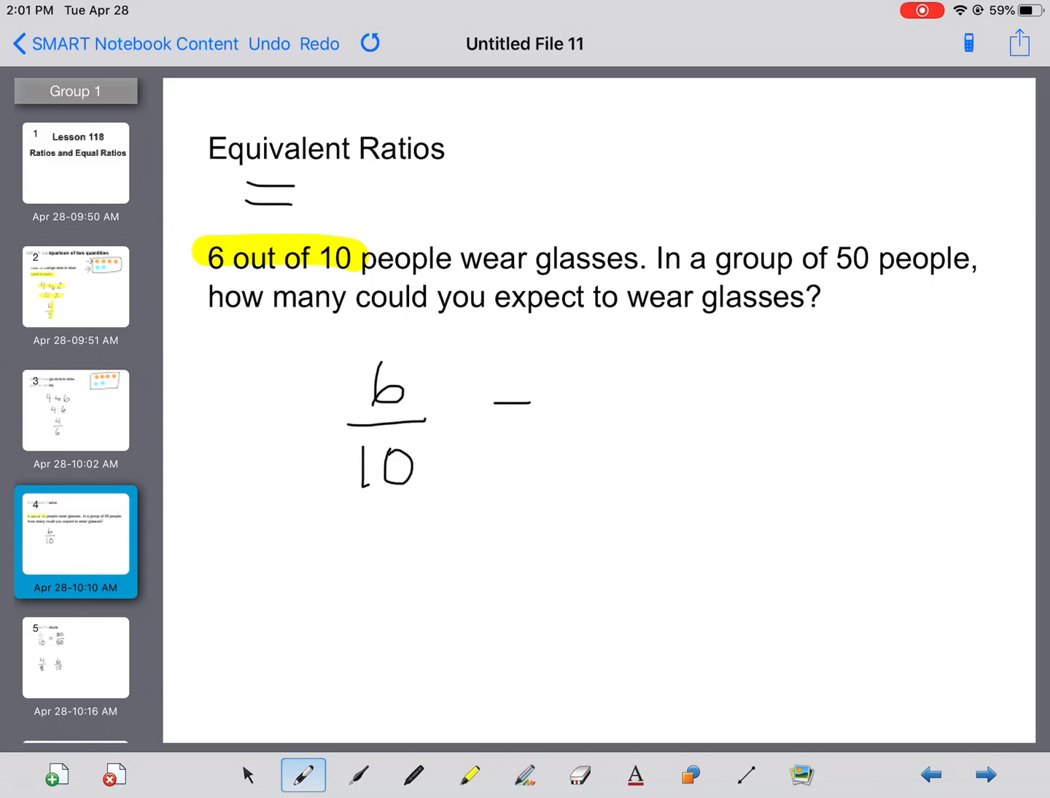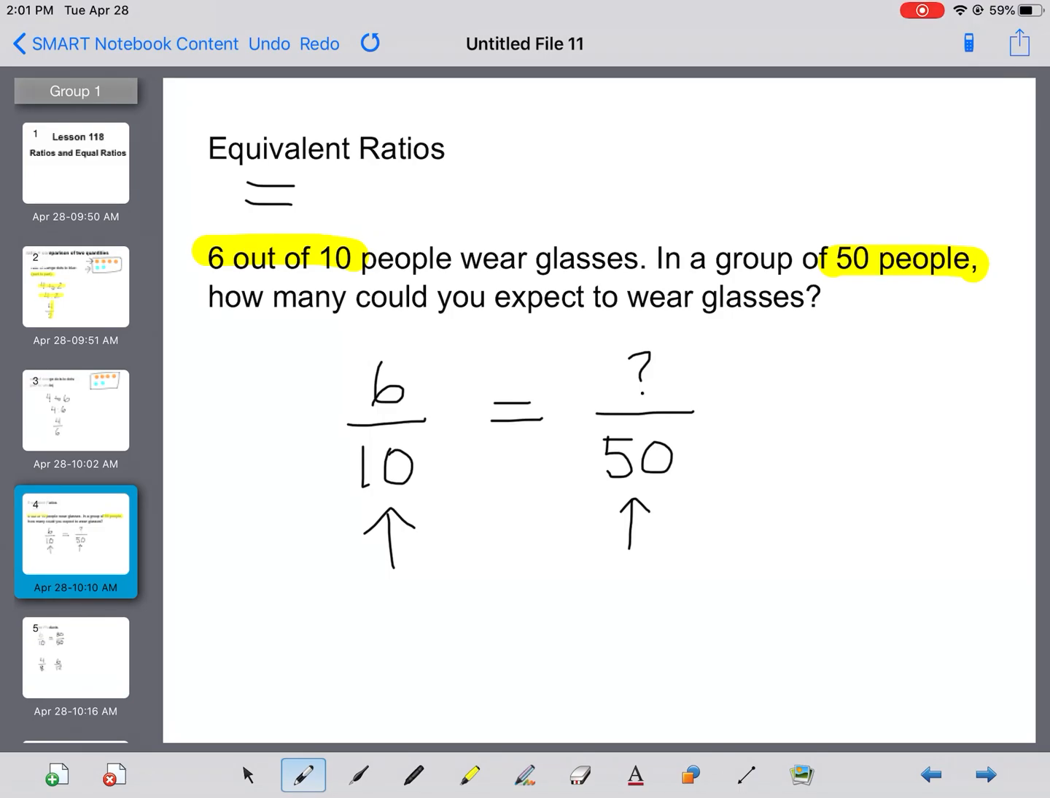And what we're going to do here is we're going to set up an equivalent ratio, which should look like an equivalent fraction, something that you have seen before. Okay, so the 10 is representing the total number of people in the first ratio. So what I'm going to do is I'm going to put the total number of people from our second number here on the bottom as well. So we've got the total number of people on the bottom. Now we need to find out what is the missing number at the top. So if 6 out of 10 people wear glasses, and now you have a group of 50, how many could you expect to wear glasses?